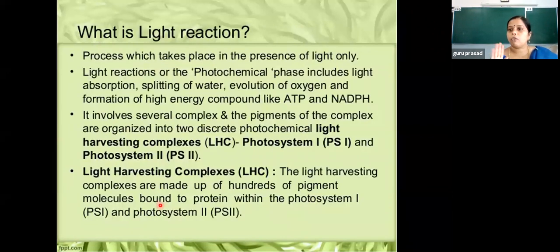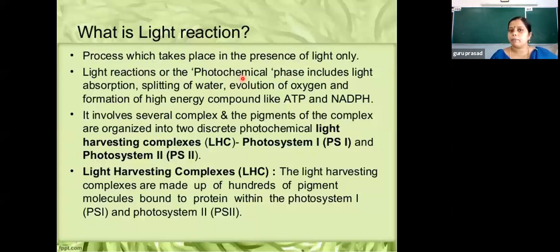Photosynthesis mainly takes place in two steps, that is light reaction and dark reaction. So what is the light reaction? The reaction which takes place in the presence of light, which mainly traps the light energy and converts it into energy-rich compounds. It utilizes the light energy and synthesizes energy-rich compounds such as ATP and NADPH. So that's why it is the first phase of photosynthesis.